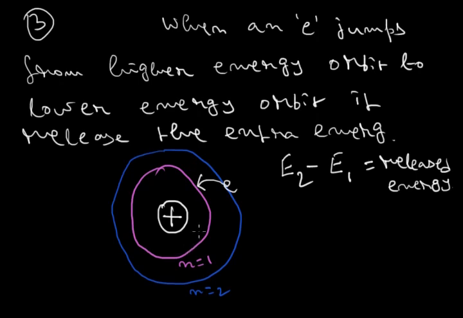Similarly, when the electron is in the first orbit and it absorbs energy, it will jump to a higher energy orbit. Similarly, in this case, the value of E2 minus E1 is equal to the absorbed energy.